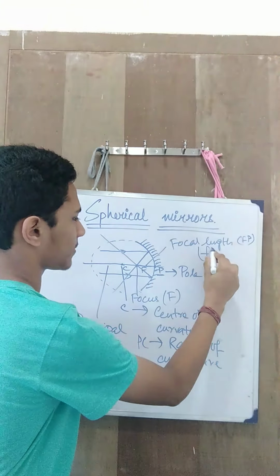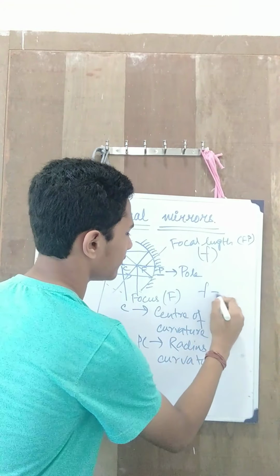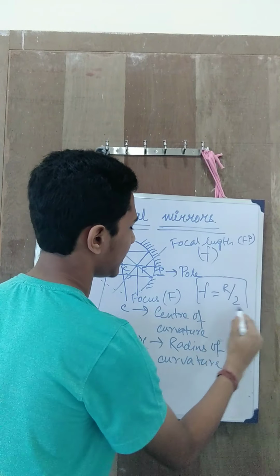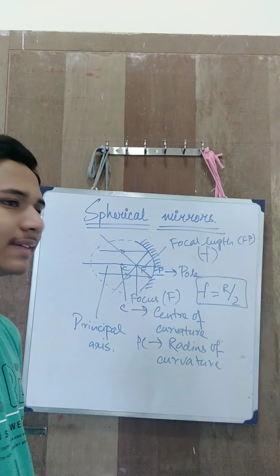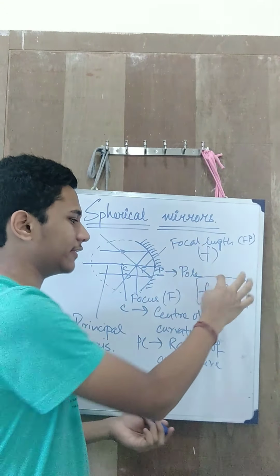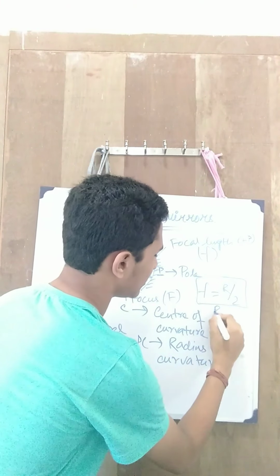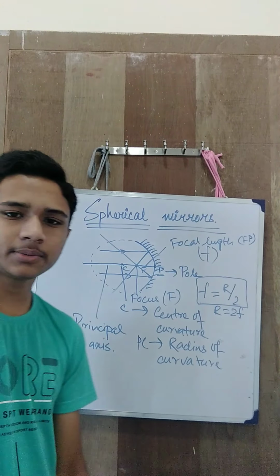Now the relation is that small f is equal to capital R by 2. That is, the focal length is always equal to half the radius of curvature. The radius of curvature is twice the focal length, or R is equal to 2f. Very simple. Okay, so that's it.